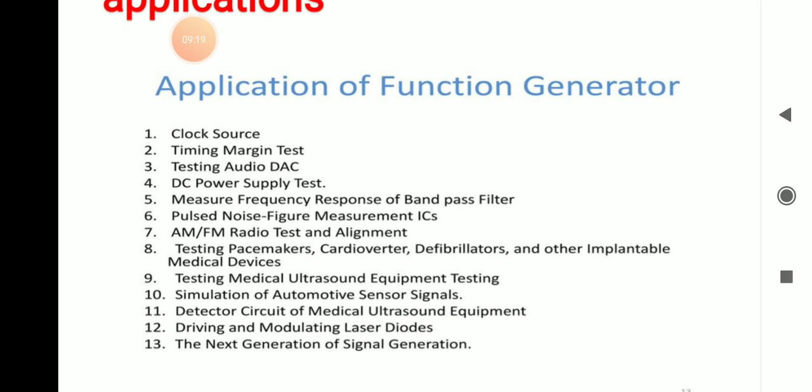Applications of function generator: it is used as a clock source, in time margin tests, testing of audio DAC, DC power supply, measuring frequency response of band pass filters, pulse noise figure measurement, AM or FM radio test and alignment, testing pacemakers, cardioverters, defibrillators and other implantable medical devices. In general, you can use it in medical devices, testing medical ultrasound equipment, simulation of automotive sensor signals, detector circuits of medical ultrasound equipment, driving and modulating laser diodes, and the next generation of signal generation. These are the major applications of the function generator.